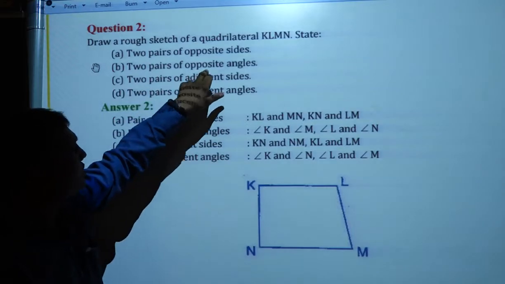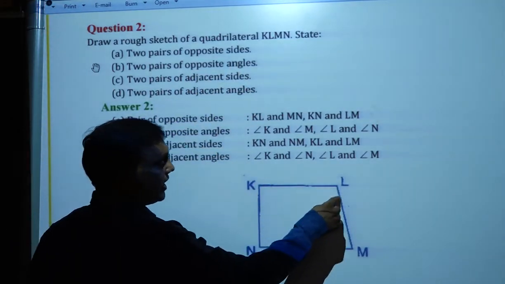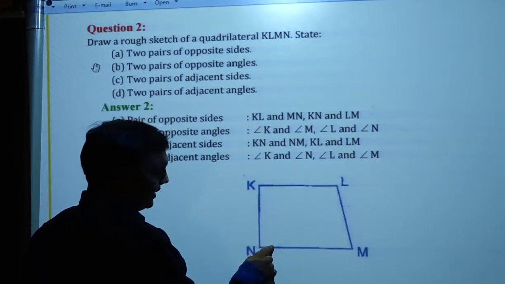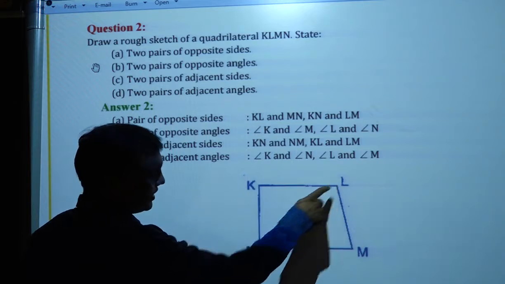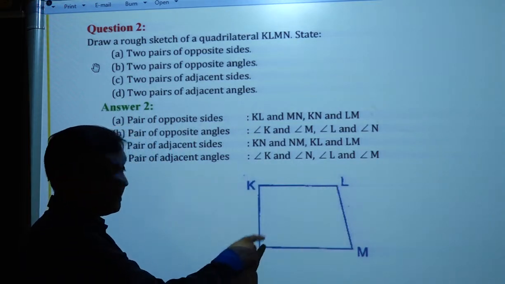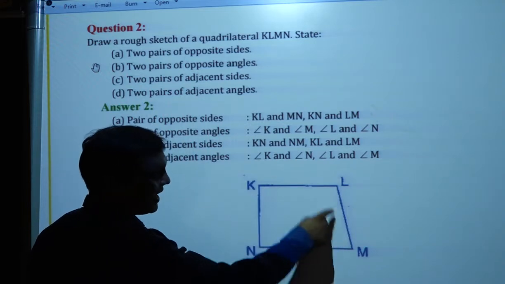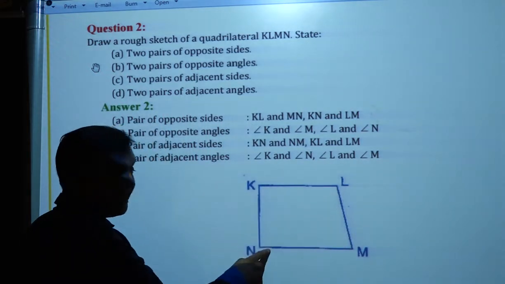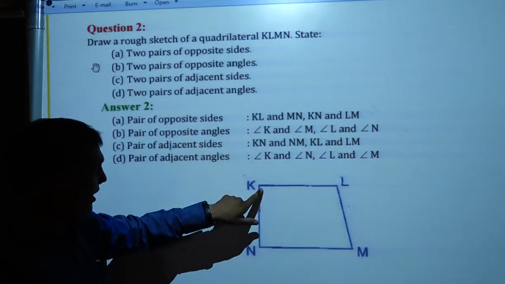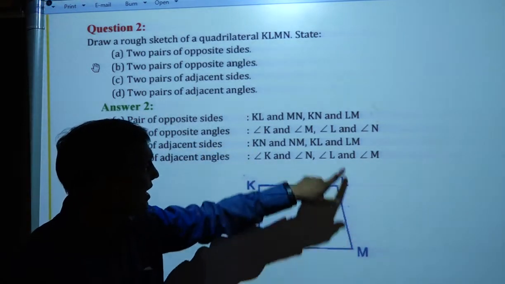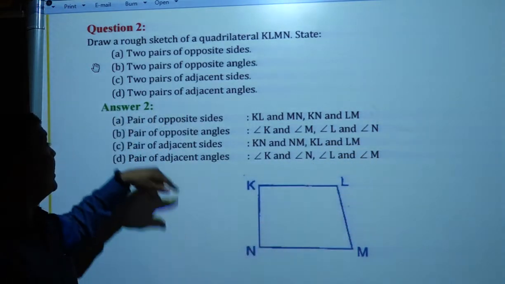Two pairs of opposite angles. Now for opposite angles, we are looking at angle K, angle L, angle M, angle N. Which are opposite? This one and this one are opposite. This one and this one are opposite. Okay dear, please pay attention. Angle K is opposite to angle M, angle L is opposite to angle N. This is the shortcut. Next one.